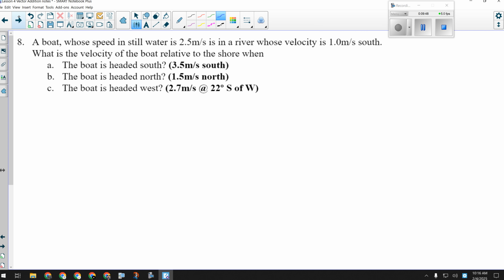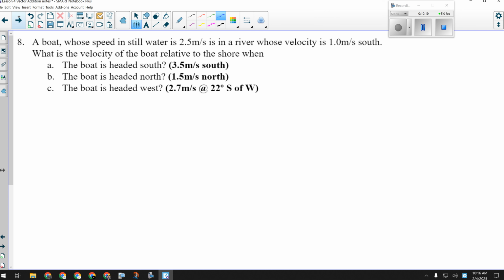All right, so this one's on your worksheet. It's question 8 on the worksheet. So let's just do the first part here. Let's draw it out. A boat whose speed in still water is 2.5 meters per second, so that's telling me here's how fast the boat can go, is in a river whose velocity is 1 meter per second south. What is the velocity of the boat relative to the shore when the boat is headed south?